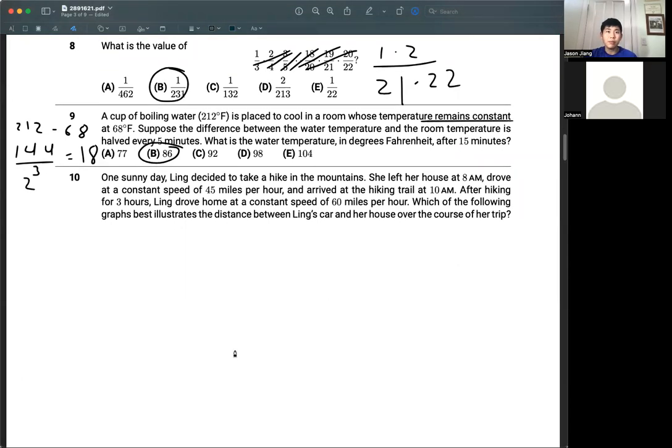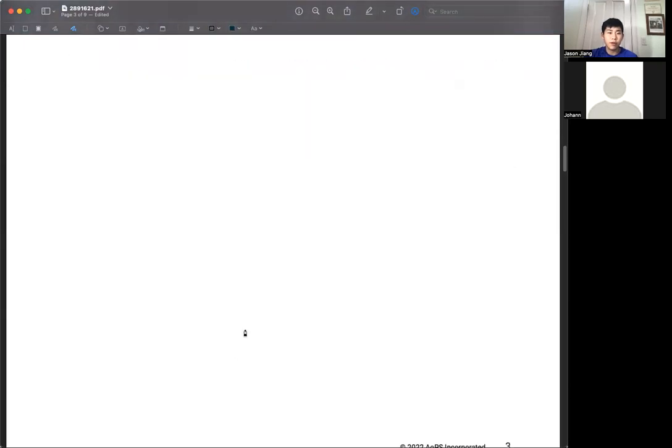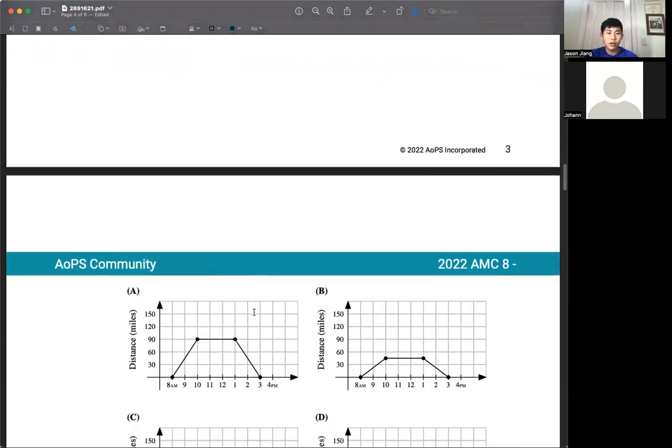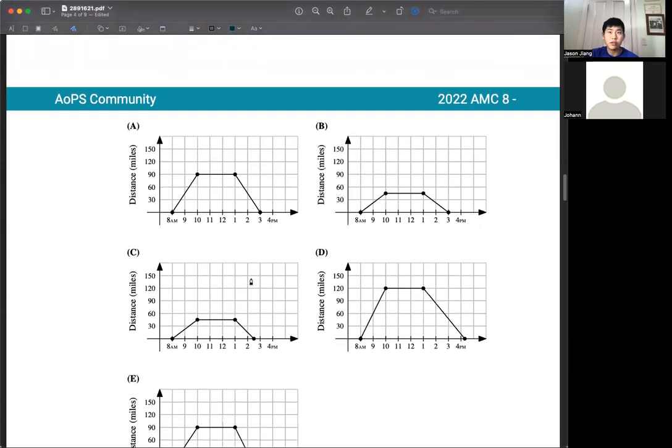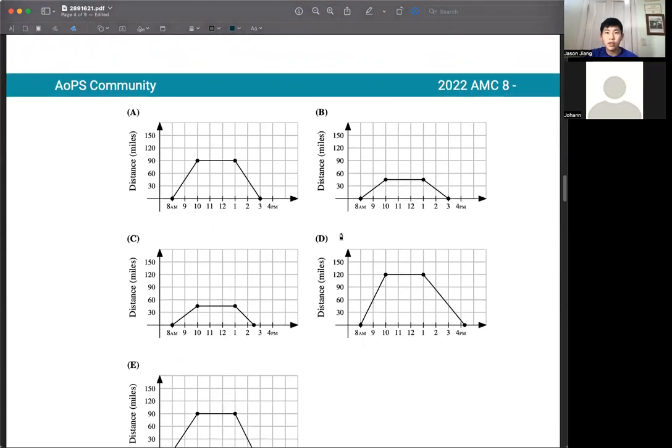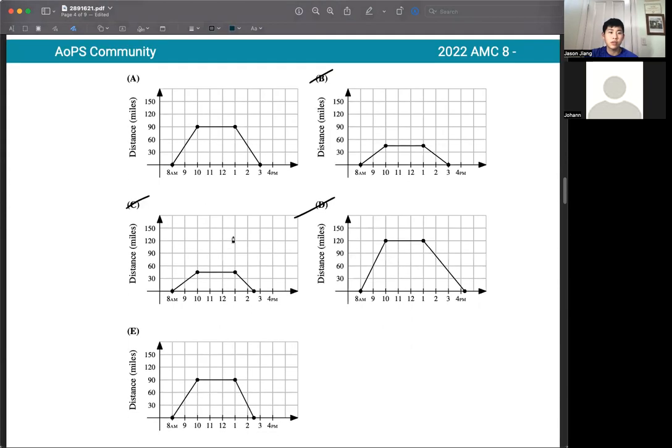So from 8 a.m. to 10 a.m., we're looking for 45 miles per hour. Over 2 hours, that would be a distance of 90 miles. So that's what we're looking for. And we can eliminate any graph that did not travel 90 miles in 2 hours. And that's all of them except A and E.